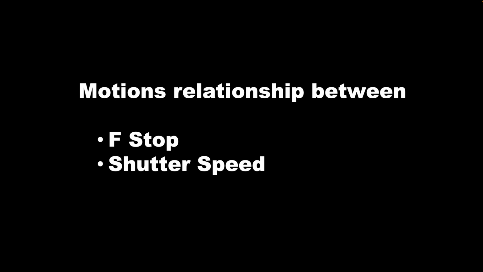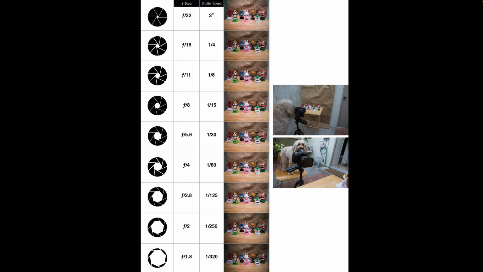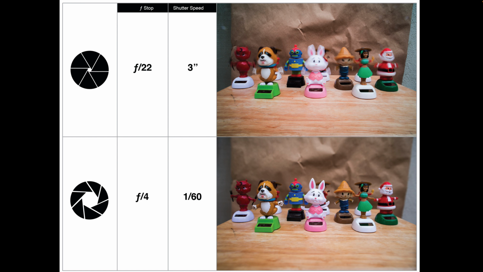Motion's relationship between f-stop and shutter speed. Here we can see an example from f22 to f1.4. At f22 at 3 seconds and at 1.8. Let's look at a quick close-up. f22 at 3 seconds. You can see how blurry the subject is, but compare that to f4 at 1/60. See how sharp the bulldog is and the rabbit compared to the f22 at 3 seconds.